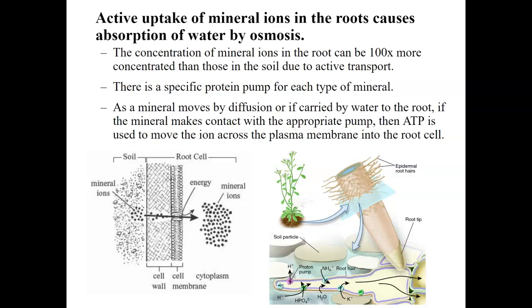Each specific protein pump within the root cells is unique to what mineral it can transport in. So it's not like they're just going through a whole bunch of different protein channels. The nitrate can only come through a specific pump. Phosphate can only come through a specific pump. Potassium can only come in through a specific pump. So again, they're highly specific. This picture down here shows a bunch of specific pumps, and they typically take ATP to get these ions into the root cells.